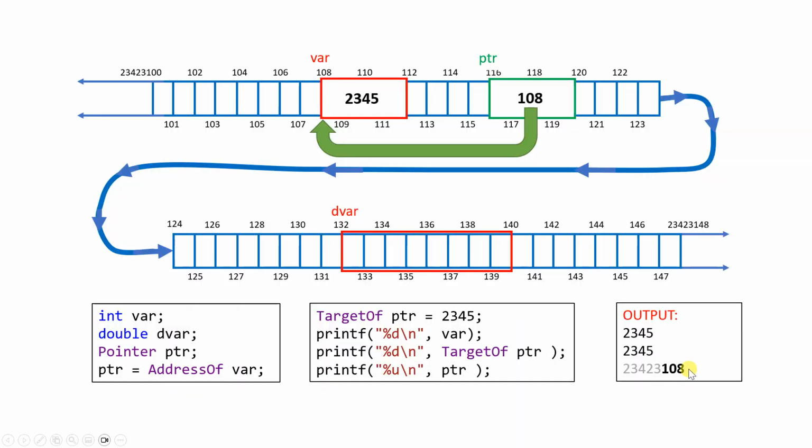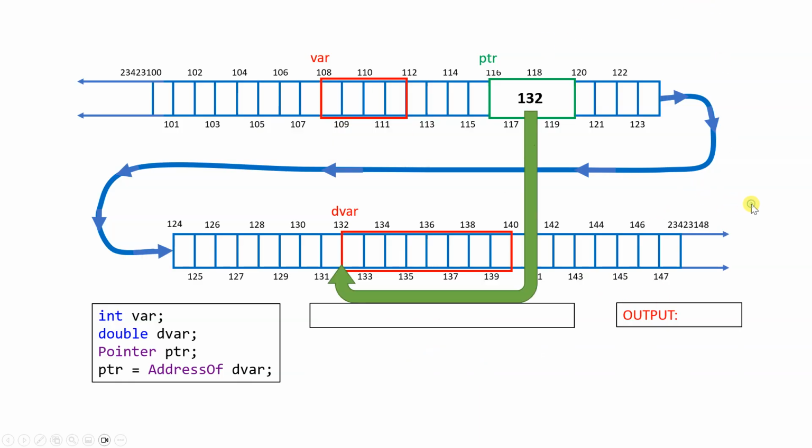So let's continue. Now that I have this one, let's do the same thing for the double. Okay, so we have digested it down to this point. I'm going to do something with the double. I'm going to say, okay, now I want to hold the address of dvar in PTR. Therefore, 132 is going to go to PTR, right? And now what I want to do is to say target of PTR is that double value. Well, wait a minute.